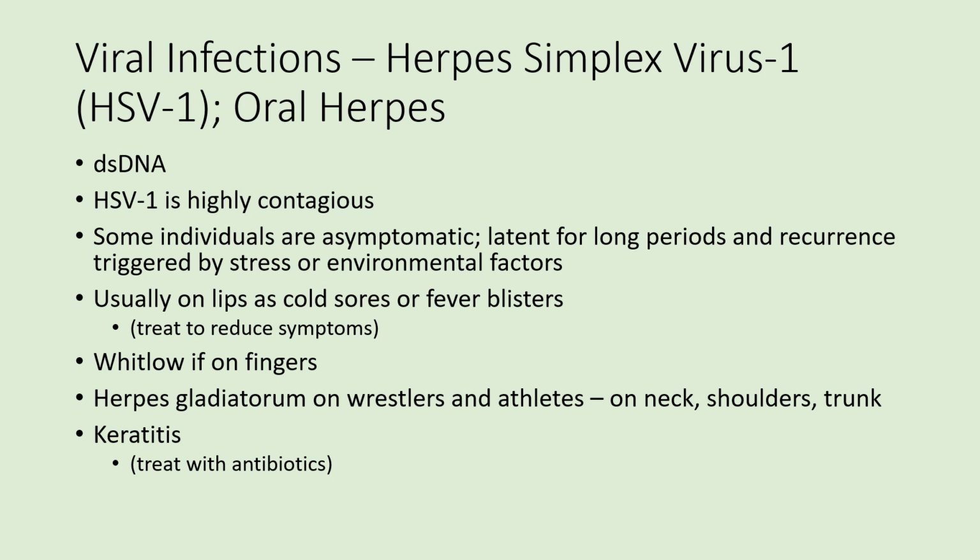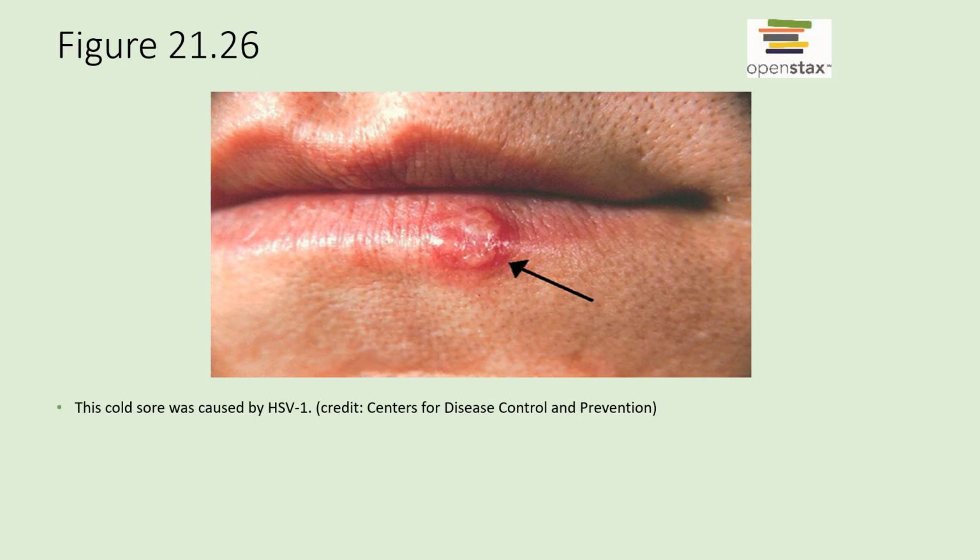Cold sores and fever blisters are different than canker sores. Just put that out. If it's found on the fingers, it's known as whitlow. They just give it a different name. Sometimes wrestlers or athletes will have an outbreak on their neck or their shoulders or the trunk of the body. That is known as herpes gladiatorium. And keratitis, which is once again inflammation of the cornea of the eye, can be treated with antibiotics. So here's an example of a cold sore that's being caused by HSV1.